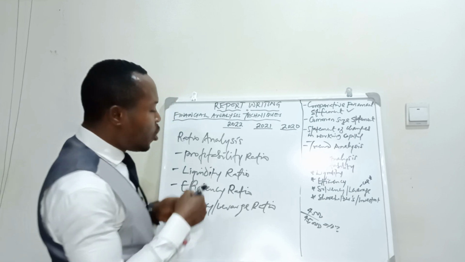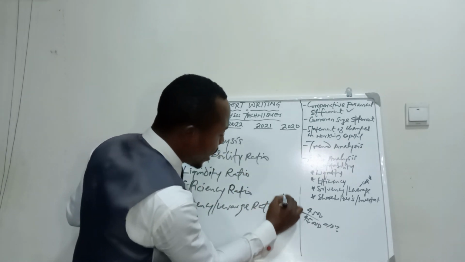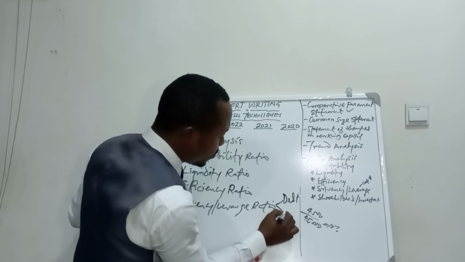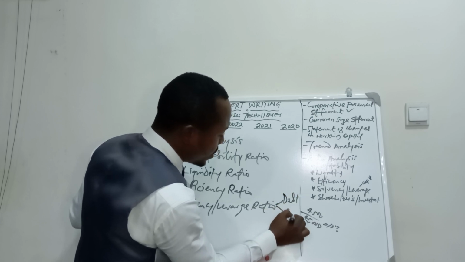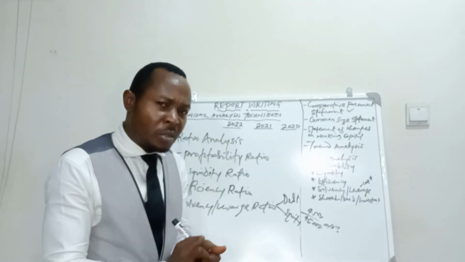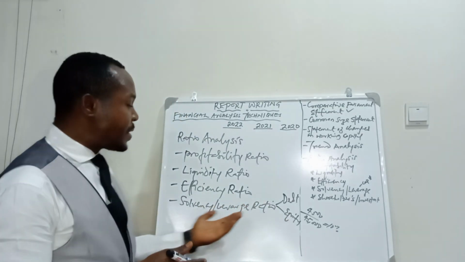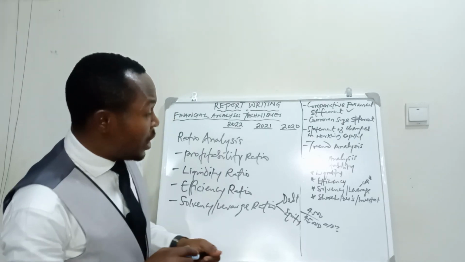So the capital structure talks about debt and equity. It talks about what percentage is debt in the organization, what percentage is equity. Okay, so that is what solvency and leverage ratio is talking about.